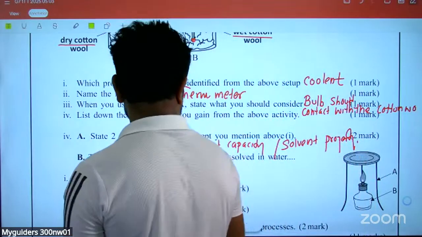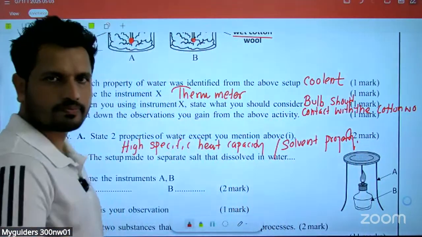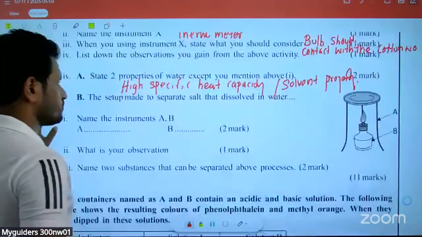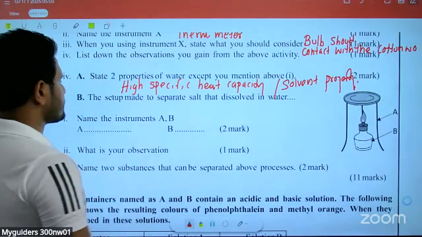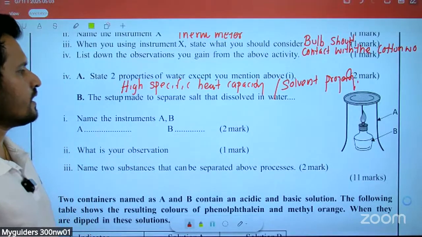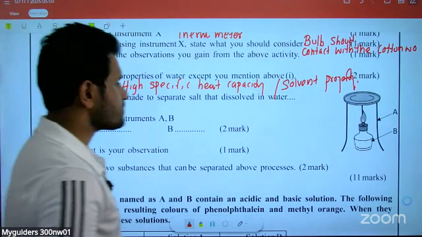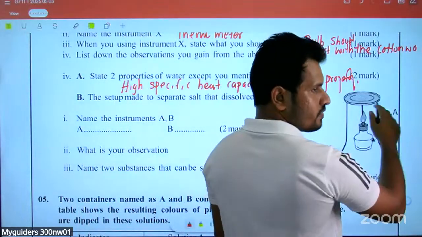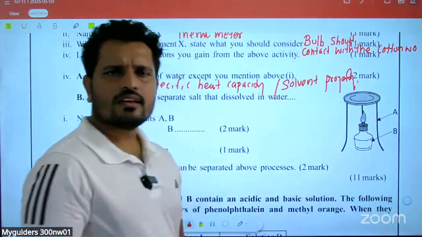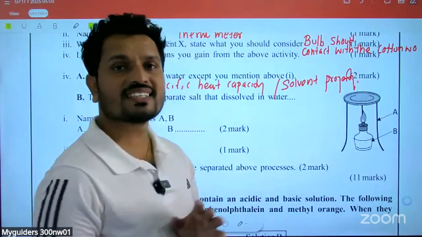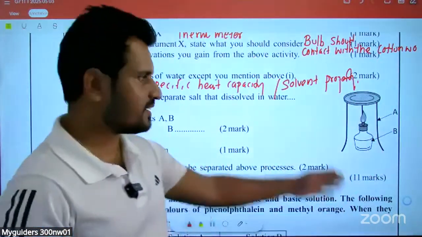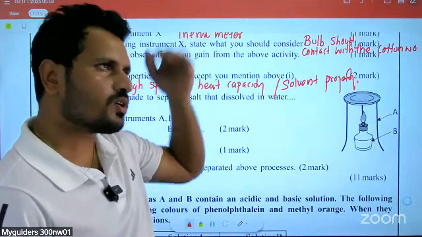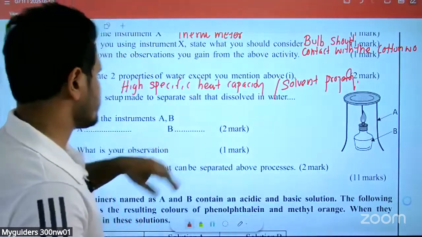Solvent property. Okay. Right. This setup is made to separate salt that dissolves in water. Right, look at this one. By using this, we can separate out the salt which dissolves in water. How? Once you add seawater or salt-containing water, you can heat it up. So what will happen? All this water will evaporate and salt will deposit.